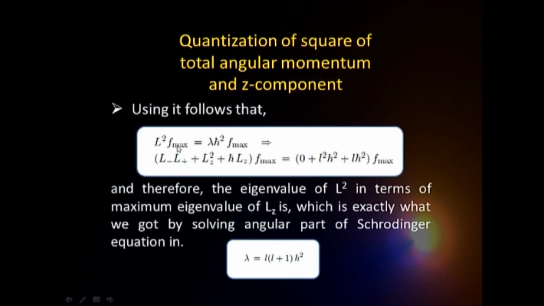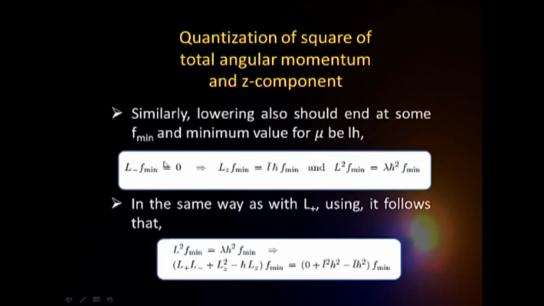So, L square f max equals lambda h cross square f max. This L square term can be replaced by the earlier expression we have seen, and each term can be represented by L square h cross square and L h cross square f max. We can take the term common, that is L plus 1 and h cross square. So, my lambda value has to be equal to L plus 1 h cross square.